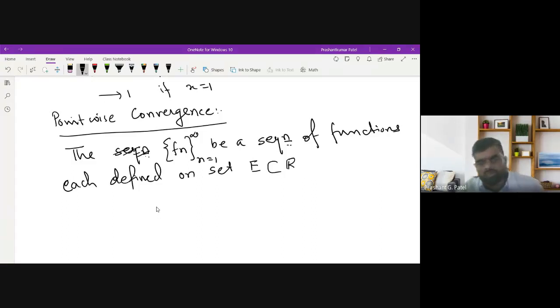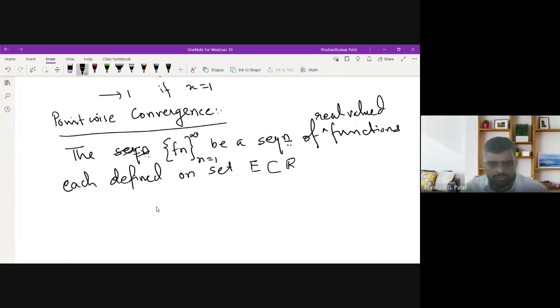But as per your syllabus, we are taking this sequence of functions as real valued functions. So we are taking real valued functions defined on a real line, or on a subset of the real line. So we are restricting ourselves to real numbers, or if you want, you can extend it to complex numbers also.